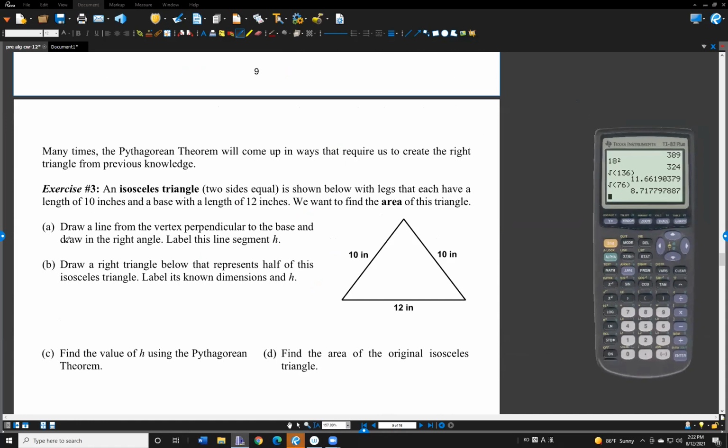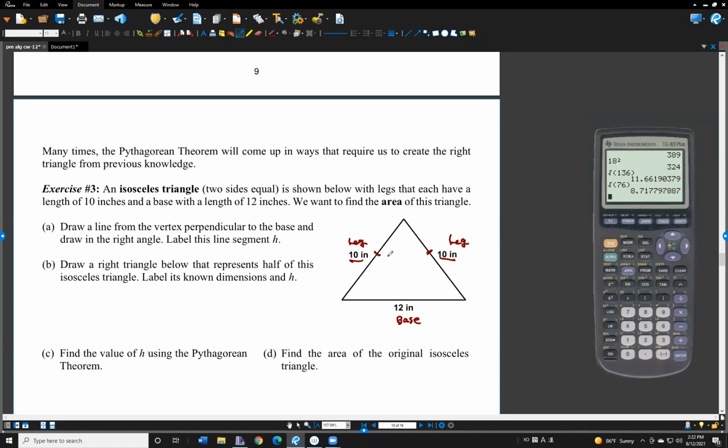You guys know what is an isosceles triangle? An isosceles triangle has two sides that are equal. These two sides are also called legs. This one we call the base. We don't say hypotenuse, okay? This is the base. So these two legs are equal, right?